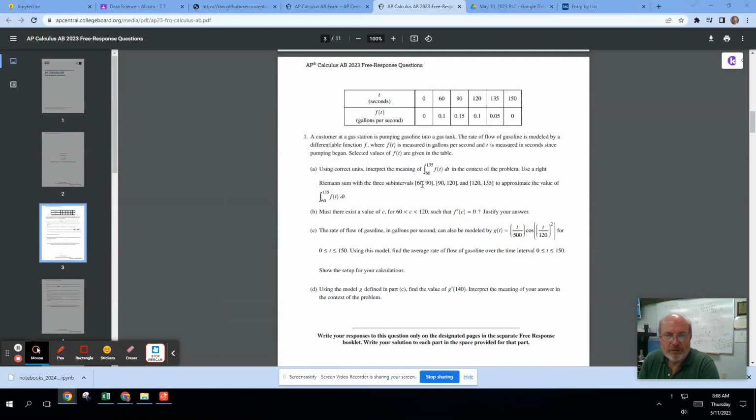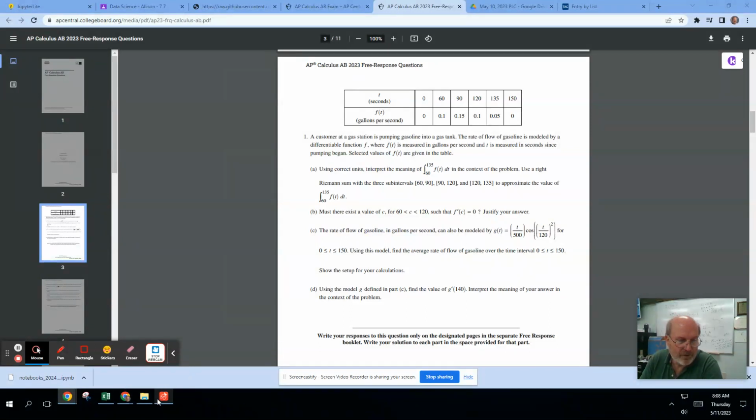Have a table here. It says a customer at a gas station is pumping gasoline into a gas tank. Rate of flow of gasoline is modeled by differentiable function f, where f of t is measured in gallons per second. t is measured in seconds since pumping begins. Selected values of f of t are given in the table. So f of t is a rate function.